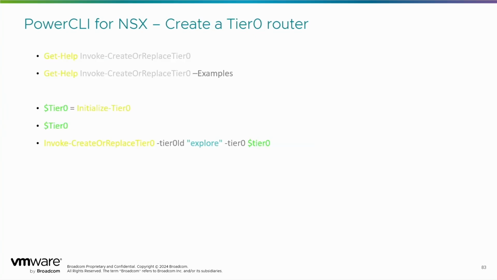Here's an example of us being able to create a tier 0 router. First, we can get help and we can look for the invoke, create, or replace tier 0. And we look for examples. And then finally, in this case, we're going to create a tier 0 in a variable by initializing tier 0. And then we can explore the tier 0 by doing a create or replace the tier 0, and then do explore, and then tier 0 set as the initialized tier 0 that we did as the variable of tier 0.